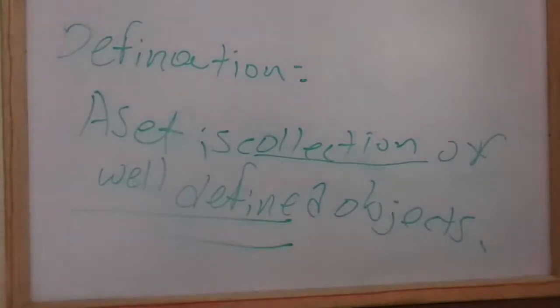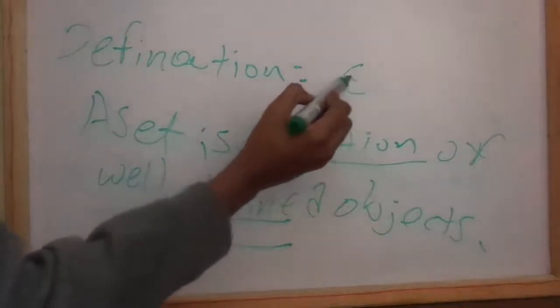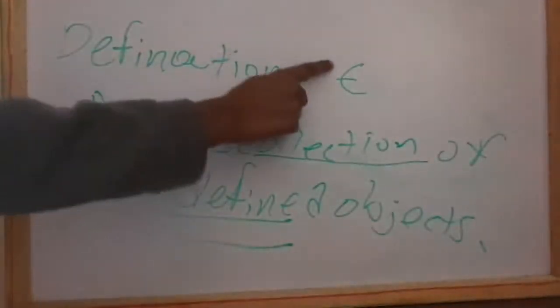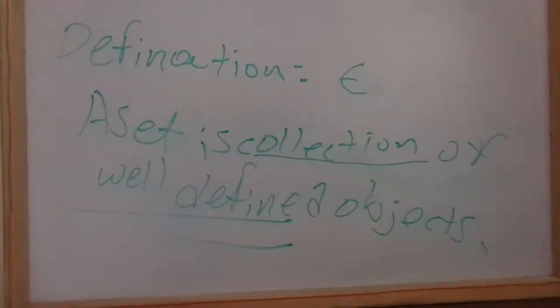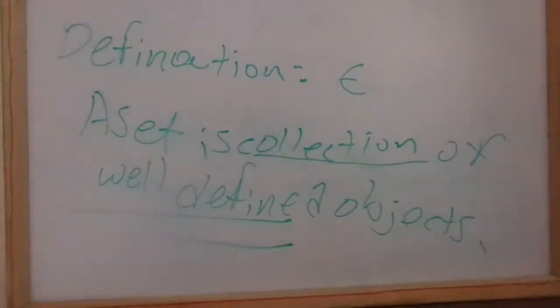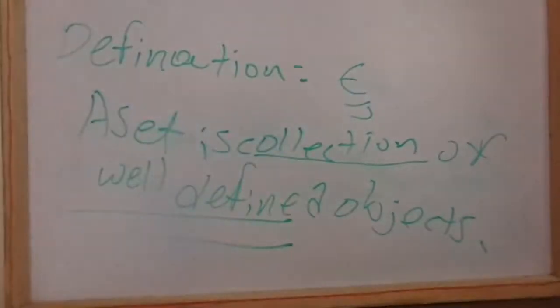Elements of sets. What are elements of sets? The symbol is like this, ∈. This is the symbol for the elements of sets. The objects of the set are called members or elements of the set. ∈ is the symbol for member or element. Elements of a set are separated by a comma, like this. This is a comma.